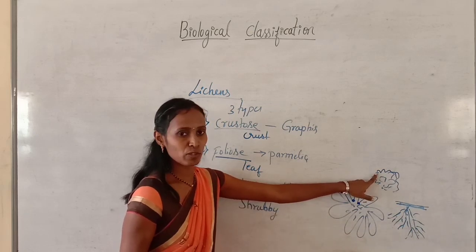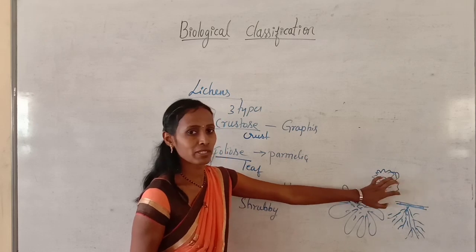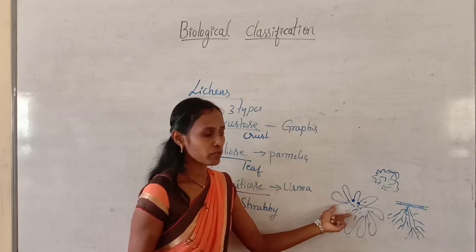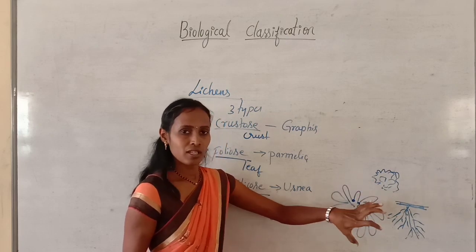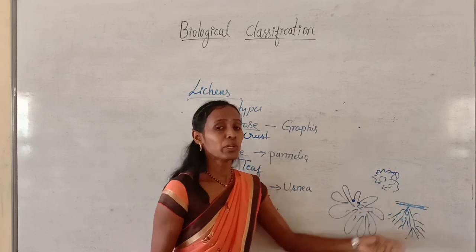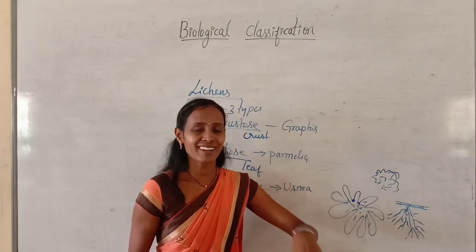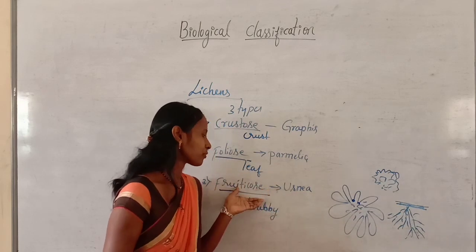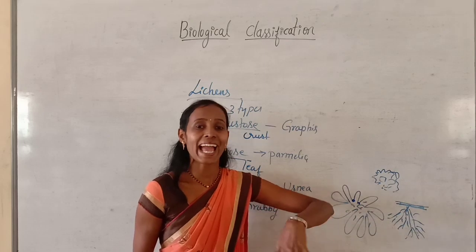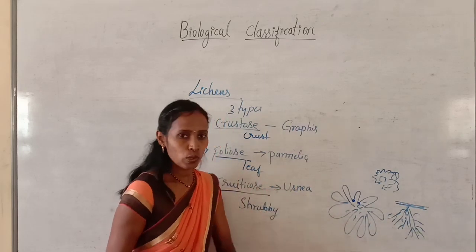Here in crustose the lobes are very small, compactly attached to the surface. You cannot separate this one from the surface. Foliose lichens have leaf-like lobes, with only the lobes attached to the surface. And fruticose lichens have a shrubby appearance and are usually hanging on the tree branches. Most of the time, fruticose lichens grow on tree branches, which are usually hanging or pendulous in nature. An example is Usnea.